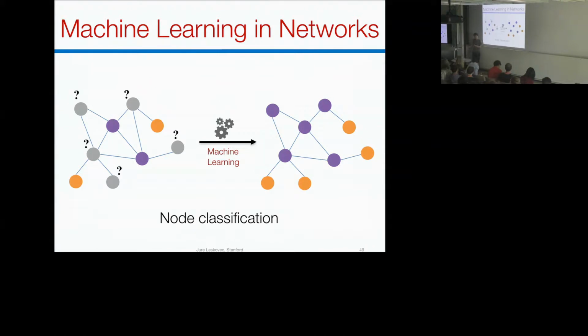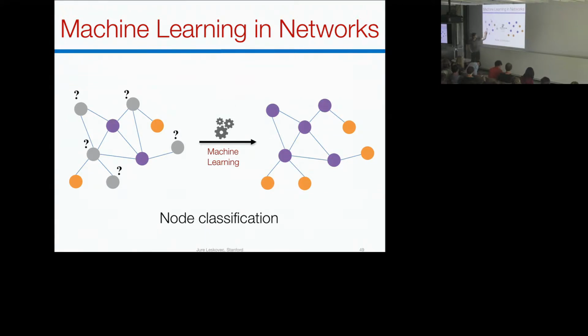What's the machine learning task we'll be thinking about? We'll be thinking about, let's say, node classification. I have a network. Maybe some of the nodes in the network already have colors assigned to them. What I would like to do is predict the colors of the nodes for which I don't know the color. So I'd like to apply some learning algorithm that will go and automatically color the network for me. So what I get on the input is the network.